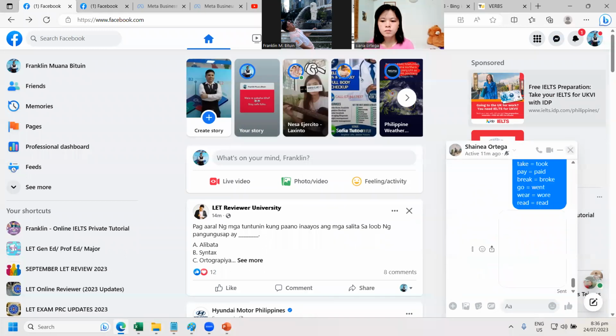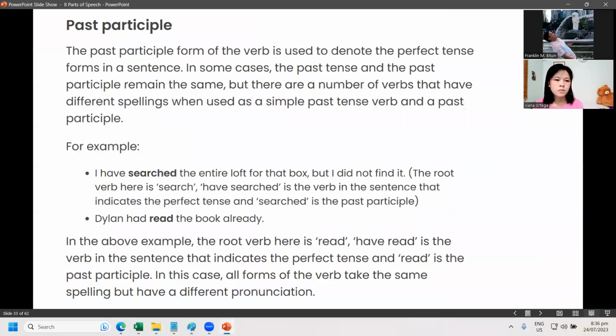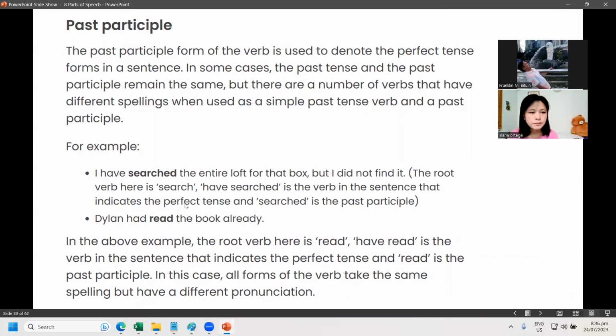Kindly read this before I continue discussing. The past participle form of the verb is used to denote the perfect tense form in a sentence. In some cases, the past tense and the past participle remain the same, but there are a number of verbs that have different spellings when used as a simple past tense verb and a past participle.